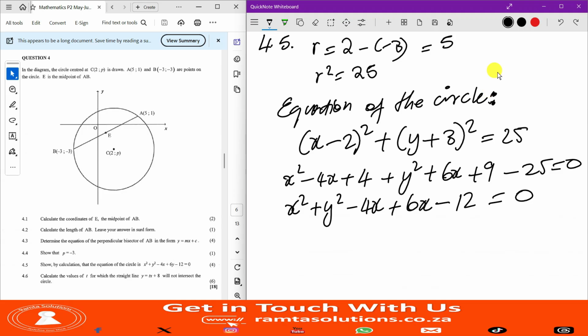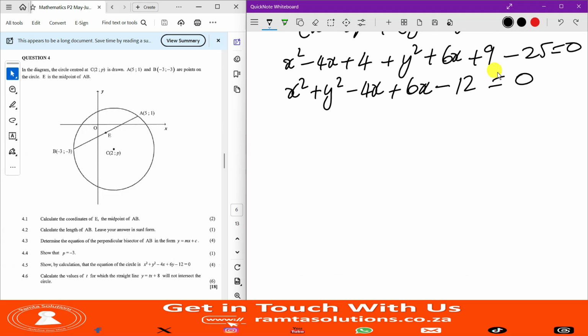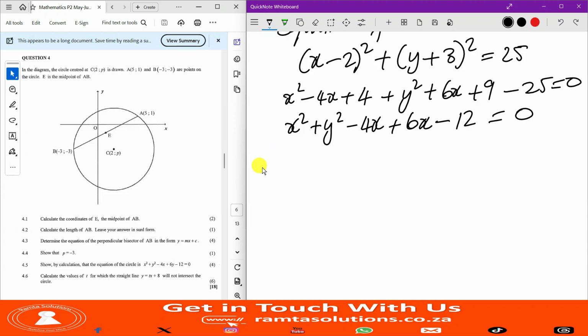Good. Now, let's see the last question. With this question, we were really flying. So let's see what we have to say. They say, calculate the values of t for which the straight line y equals tx plus 8 will not intersect the circle. I suspect we will be using nature of roots. Where there's y, we will now use tx plus 8.